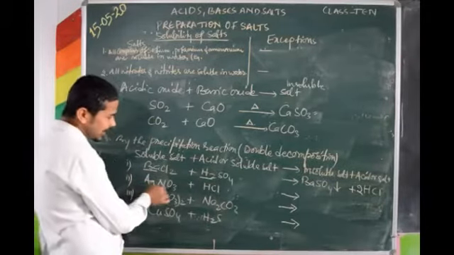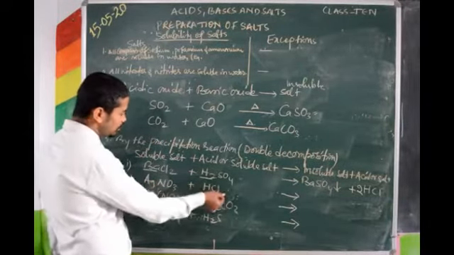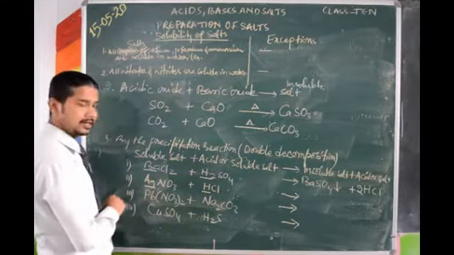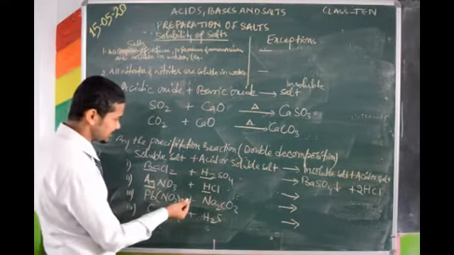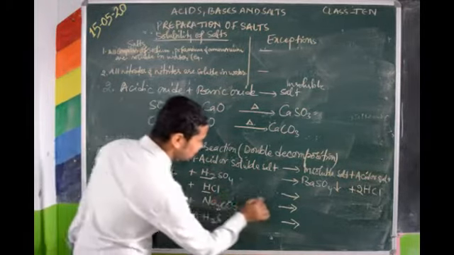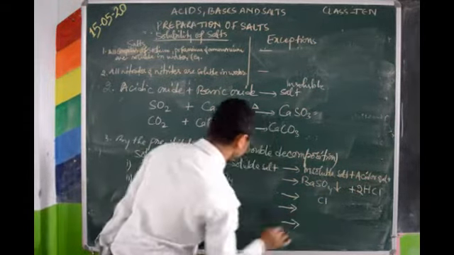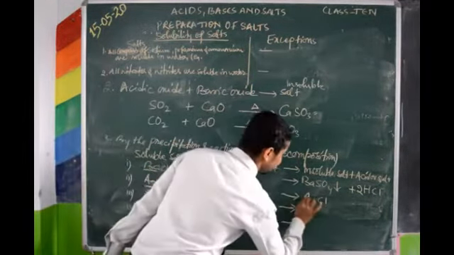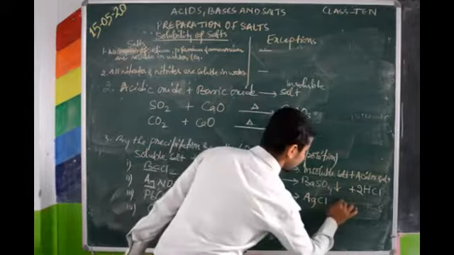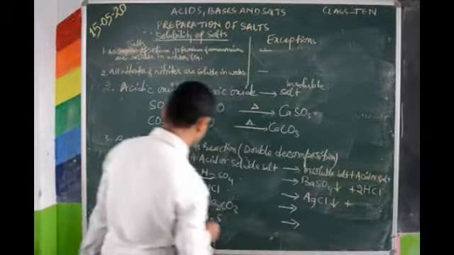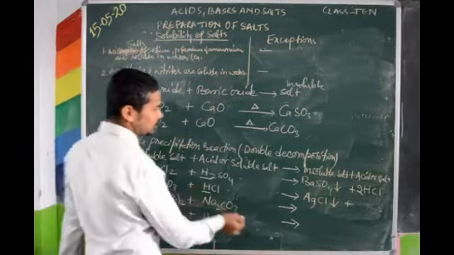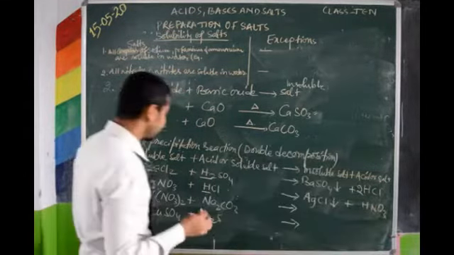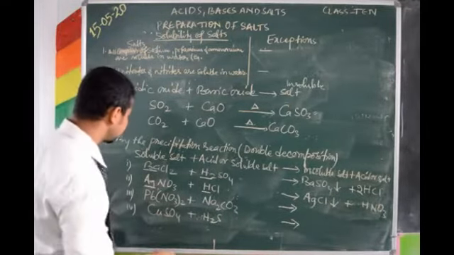Similarly, silver nitrate plus hydrochloric acid. The hydrogen will be replaced by silver. Then only Cl is left, so it will be AgCl, plus NO3 and H, so it forms HNO3. Balancing, yes, it is balanced.